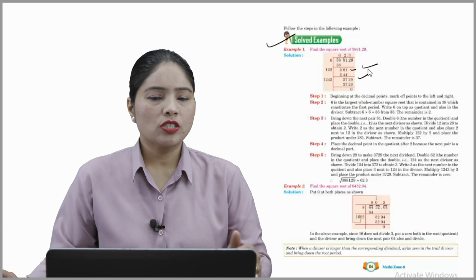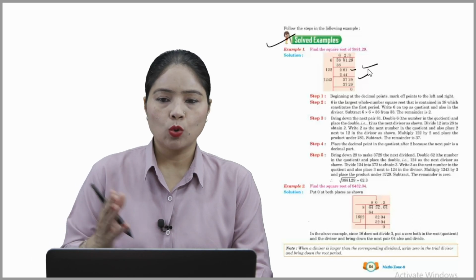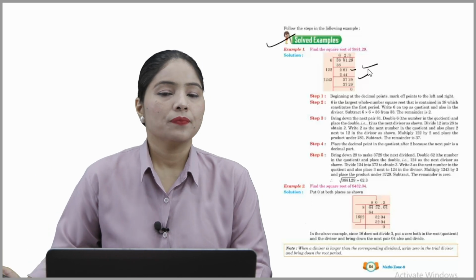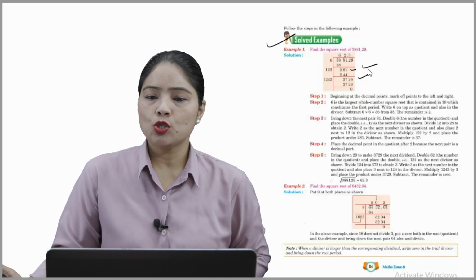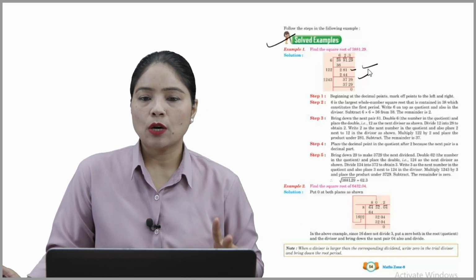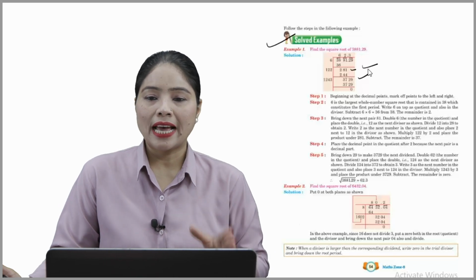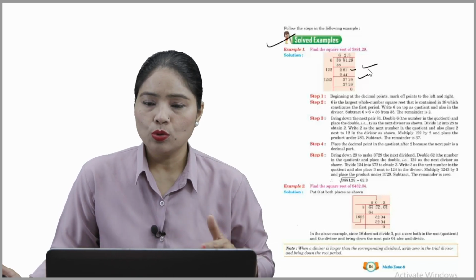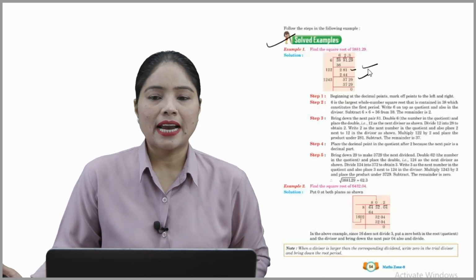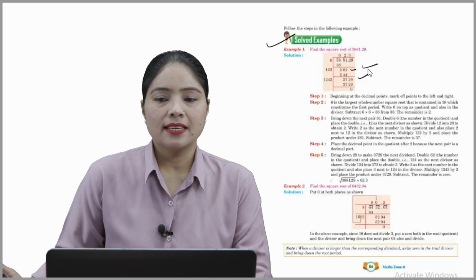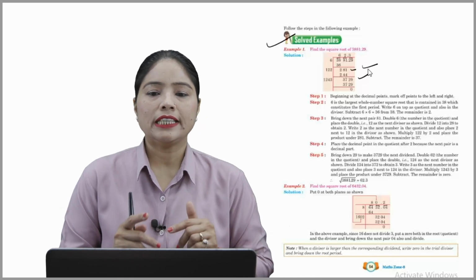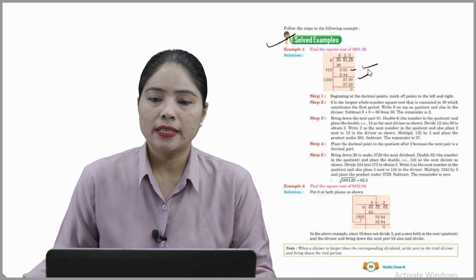Okay, this is like with this. After that हम क्या करेंगे? Now step number 4, place the decimal point in the quotient after 2 because the next pair is a decimal part. After that, bring down 29 to make 3729 the next dividend. हमने 2 pairs को bring down करना है, so we have to just bring down 29 together. Double 62 का double करेंगे, the number in the quotient, and place the double, that means 124, as the next divisor as shown. After that, divide 124 into 372 to obtain 3.